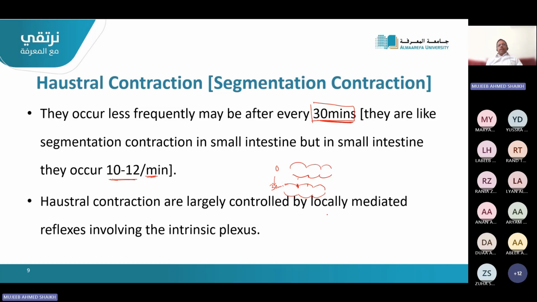They are controlled by locally mediated reflexes involving the intrinsic plexus. How are they controlled? They are controlled locally. If you remember the layers, there are different neurons here in the two layers of the muscle. These are the ones which are controlling. The enteric nervous system is controlling these contractions, or haustral contractions.